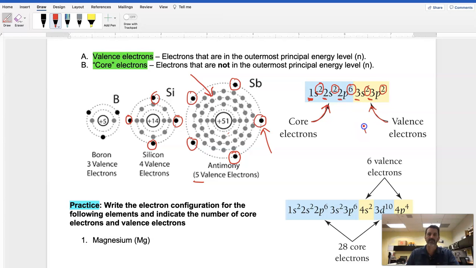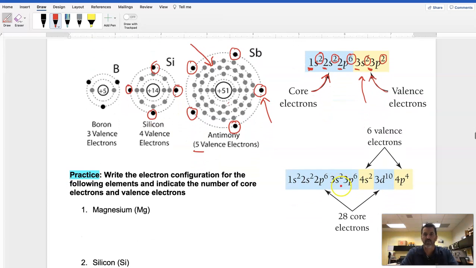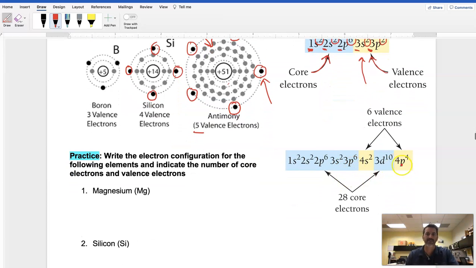So the valence electrons are always going to come from the highest coefficient. That's why down here, when we have 28 electrons, it's not always at the end. It just depends on where my highest energy level is. So there's energy level 4, and there's energy level 4, and there are 2 electrons here and 4 here. That gives us 6 valence electrons, and everything else is our core electrons.